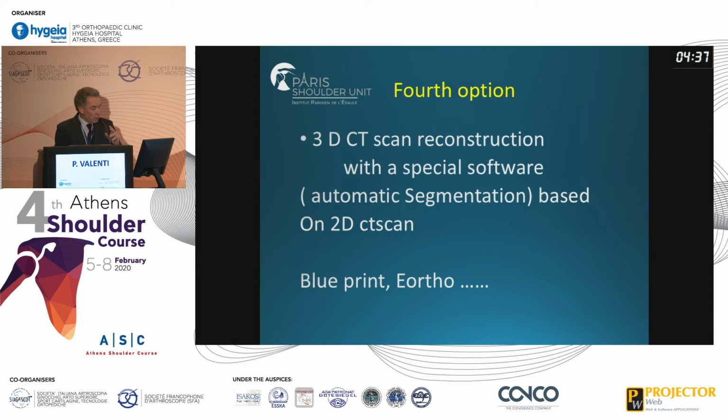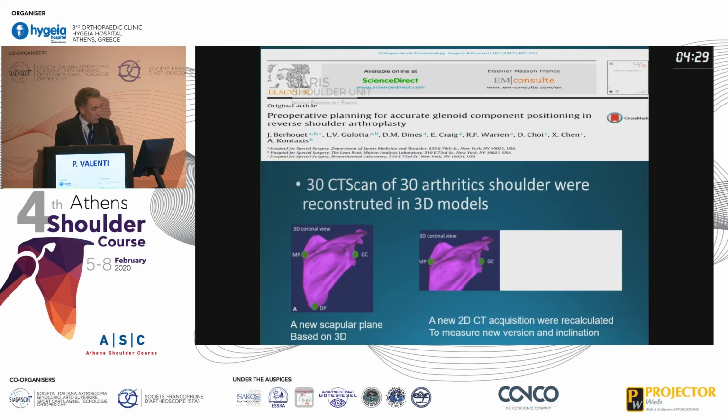So now we use automatic segmentation, and we send the CT scan to the engineer, and the engineer does a segmentation. You remember this paper of the team of Luc Favard. Berway was in New York in the biomechanical, he did a biomechanical study, and he reported this result of 30 CT scan reconstructing 3D models with 3 points. A center point to the glenoid, medial point to the supraspinatus, and distal point.